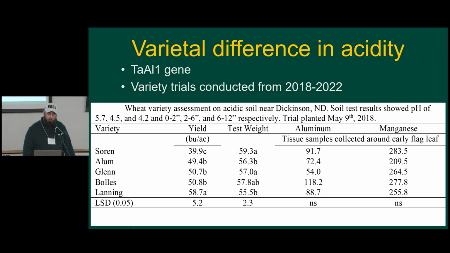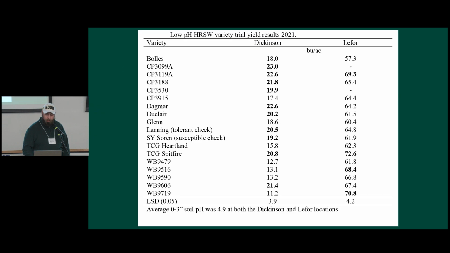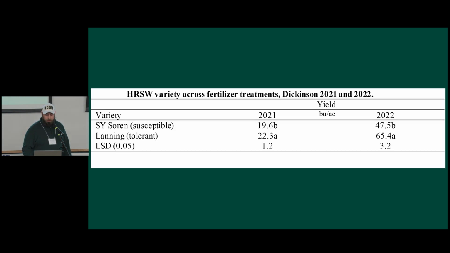Since 2018, we've been doing some trials, trying to look at yield, trying to look at tissue samples. We do know that there are some varieties that do better than others. We've tried a few different commercial varieties, and it's not always consistent because it's not always just one issue that we're seeing out there. But there are varieties.